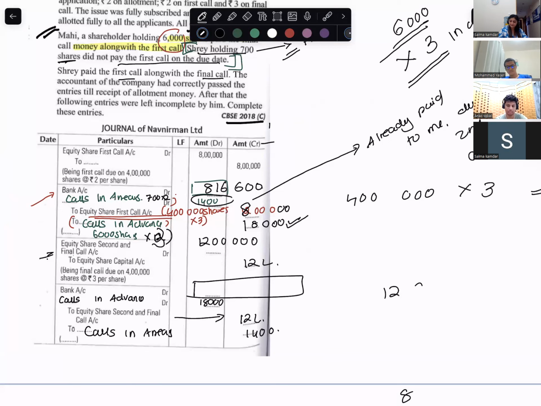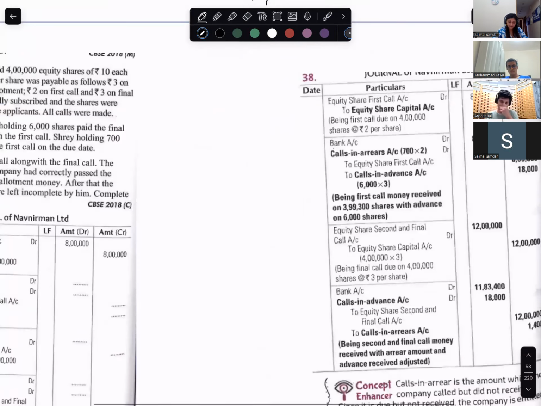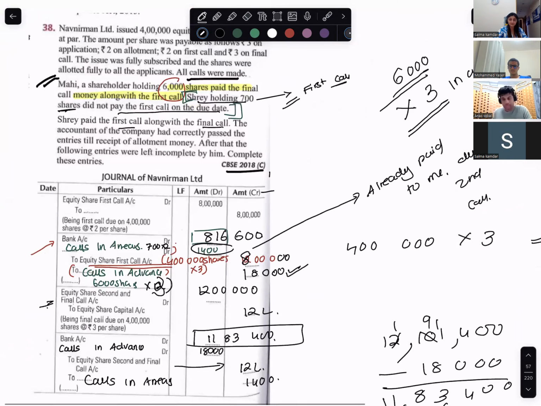12 lakh, 1,400. 12 lakh minus 18,000... 11 lakh 83,400. Okay. Take your time and do this sum all by yourself again. If you do it yourself, canceling, calculating, you will make a base for yourself.